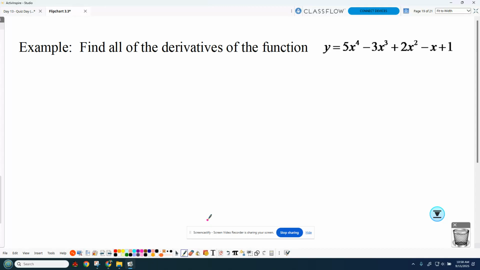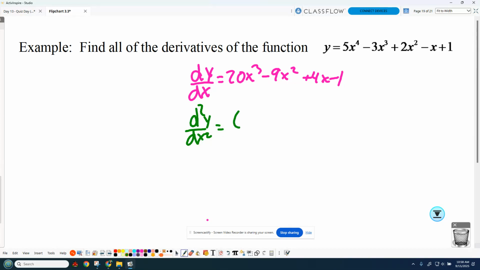Derivative. 20x to the third minus 9x squared plus 4x minus 1. Monica, what's the second derivative? 60x squared minus 18x plus 4. Okay. Evelyn, what's the third derivative? 120x minus 18. Okay, if it would ever let me write.